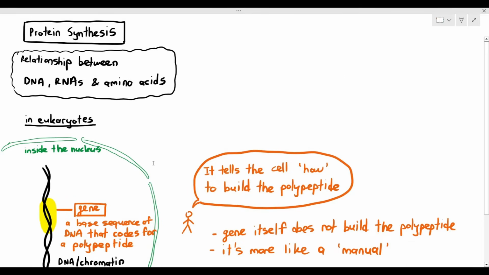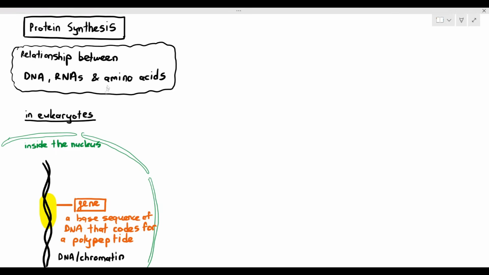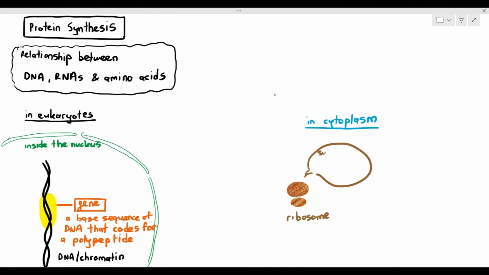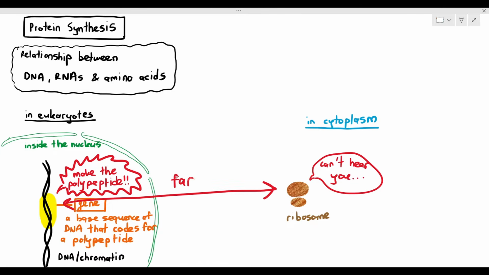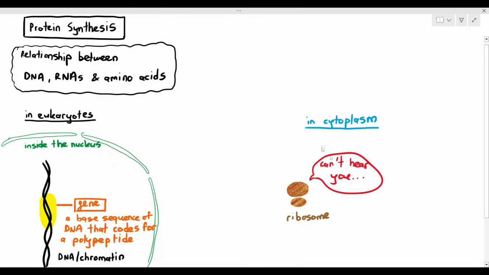Now, if the gene is the manual, then which part of the cell is supposed to produce the polypeptide? The gene will have to provide its information to the ribosome because the function of the ribosome is to synthesize polypeptides. For example, if the gene says, hey, make the polypeptide, but the gene is inside the nucleus and the ribosome is in the cytoplasm, they're so far away from each other, the ribosome cannot hear them. The ribosome cannot hear the order, because they are separated by the nuclear membrane, right?